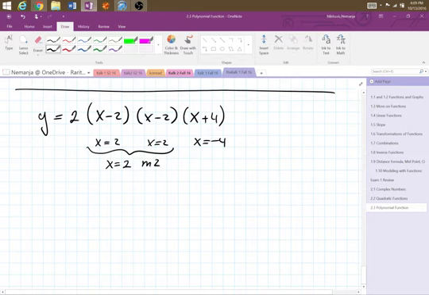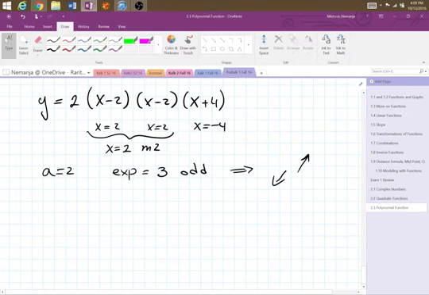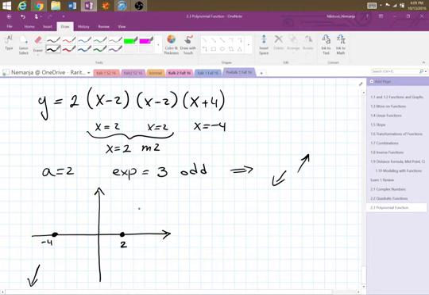Now, please observe that everything stays the same in regards to our a, which is now 2. And what's the exponent? 3, which is odd. This information gives me the end behavior, right? So graphing this is going to be a little bit different now. And this is where confusion kicks in, so pay attention. Observe that you only have 2 and negative 4 as values. But you have the end behavior like this and the end behavior like that. So this is your setup.